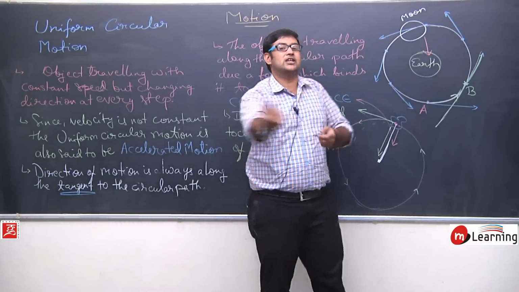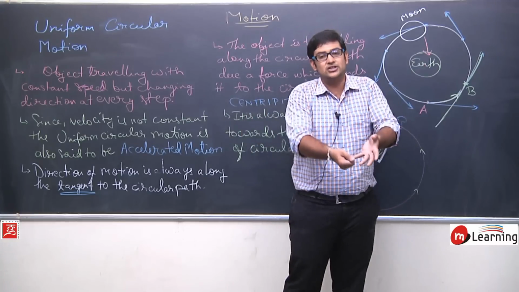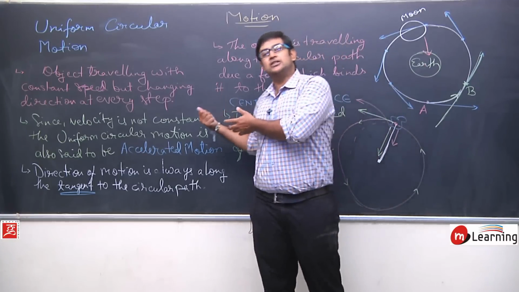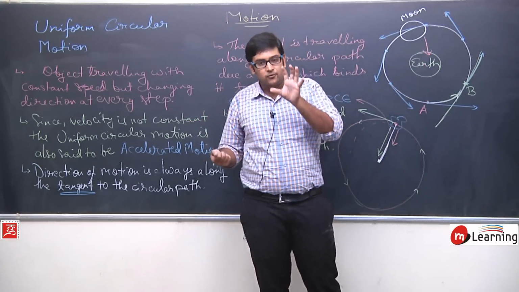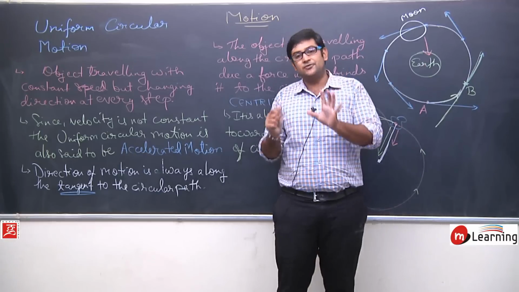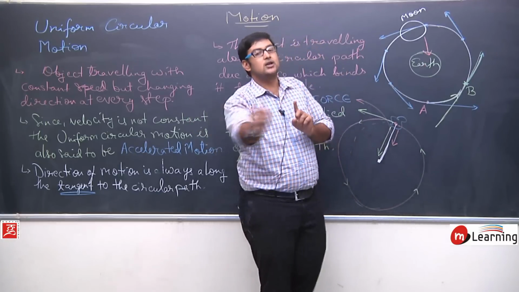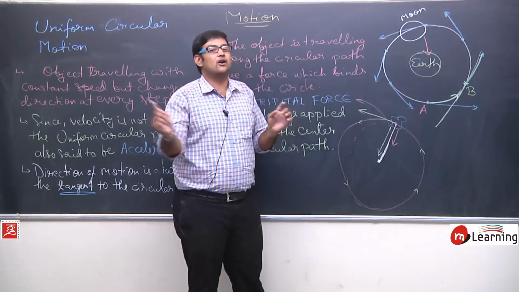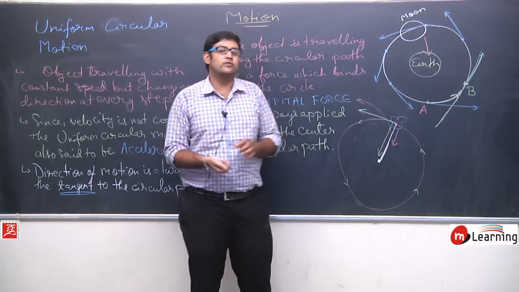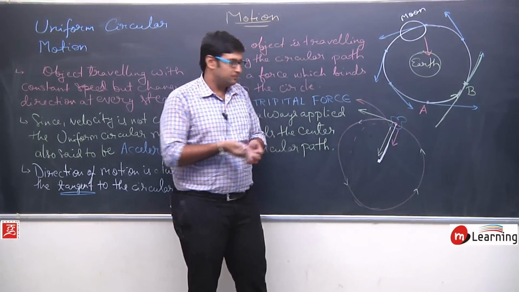Or you may wonder about the motion of the Earth. Earth is moving around the sun. So why is it not falling on the sun, or why is it not going away from the sun? Because the force that is applied by the sun is sufficient to keep the Earth moving in a circular orbit.